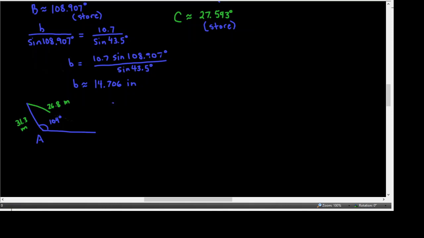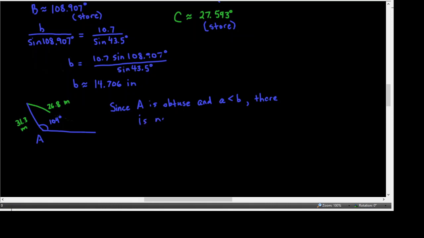So you would say, since A is obtuse, and side A is shorter than side B, that's enough. There can be no triangle. That's a description of what makes it not a triangle.